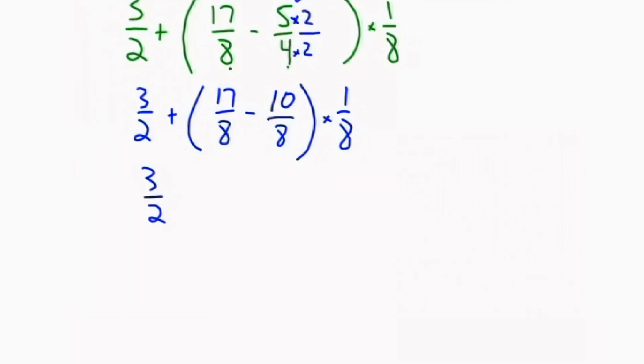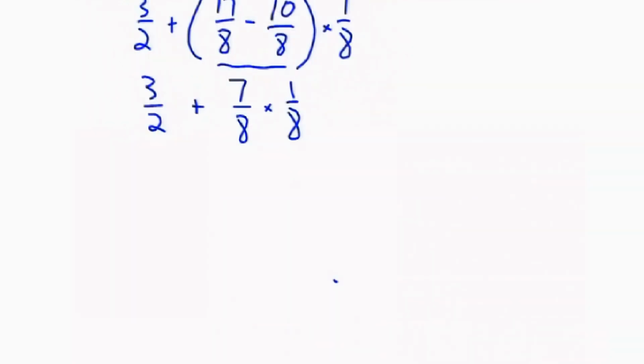And so we carry this down and we have 3/2 plus, now inside the bracket we have a common denominator of 8s, and 17/8 minus 10/8 is going to give us 7/8, times 1/8. And so now we have to do our order of operations first again. So we see here, we have to do our multiplication first, and we have 3/2 plus, and now 7/8 times 1/8. Well, we remember when we multiply fractions, we multiply straight across the top and straight across the bottom. So this will give us 7 over 64.